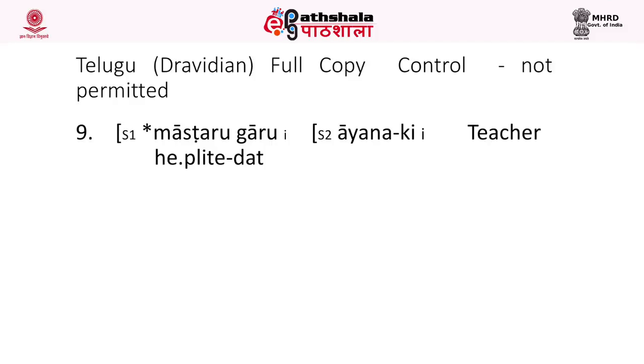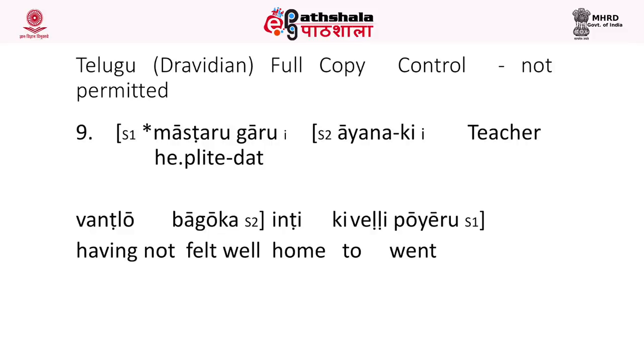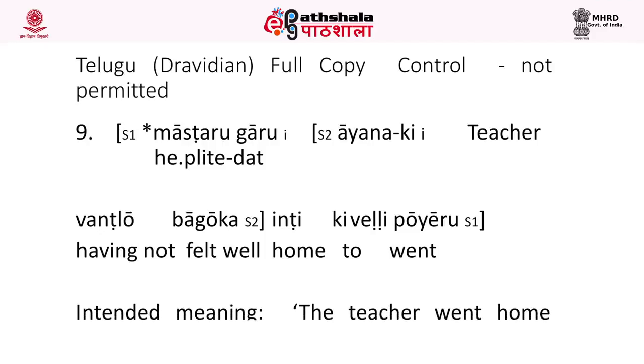Let's take sentence number 9. The teacher, having not felt well, went home. Here, Master Garu is the subject of the matrix clause. Went home is the predicate. Now, what is the embedded predicate? It's a dative subject, because not feeling well requires a dative subject. So, we have put he polite dative. Master Garu, he polite dative, having not felt well, went home.